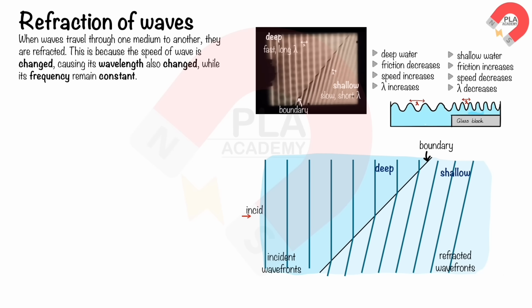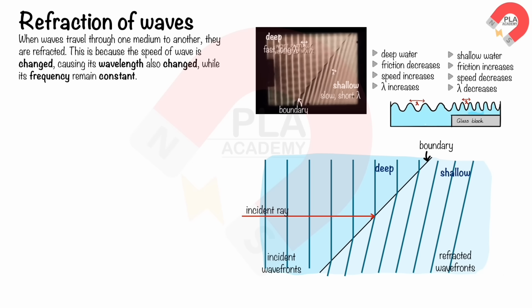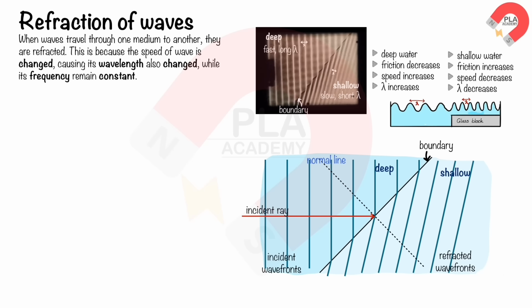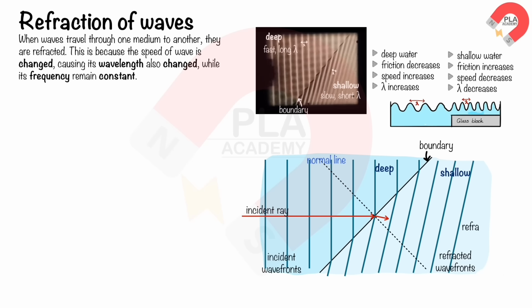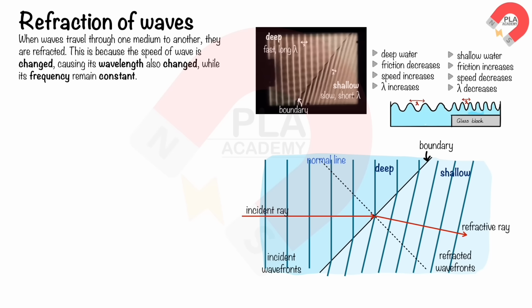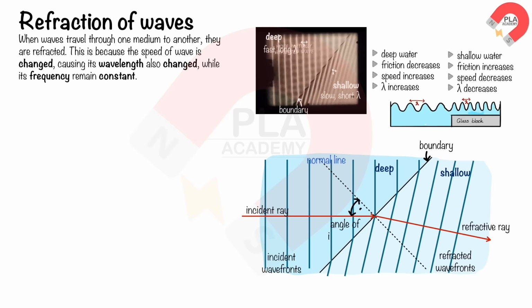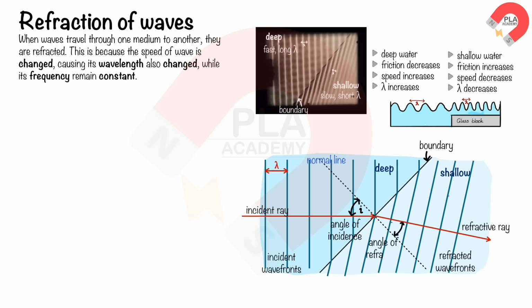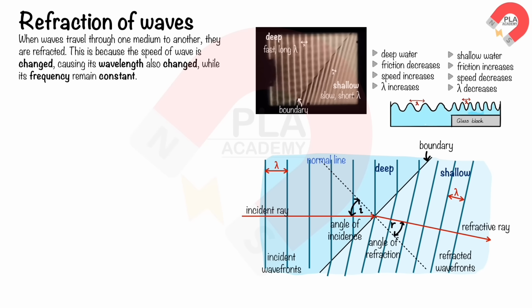Draw the direction of the incident ray perpendicular to the incident wavefronts. Draw the normal line perpendicular to the surface of the boundary. Draw the refracted ray perpendicular to the refracted wavefronts. The angle of incidence, I, is between the incident ray and normal line. The angle of refraction, R, is between the refracted ray and normal line.